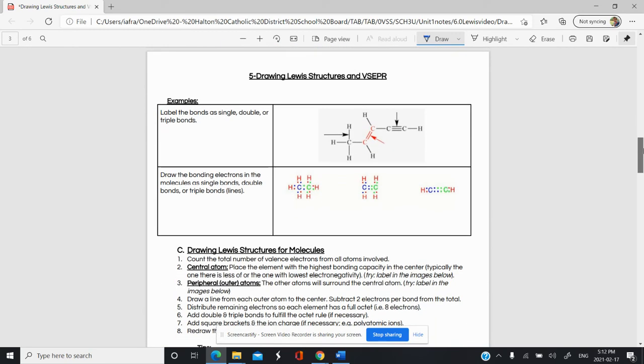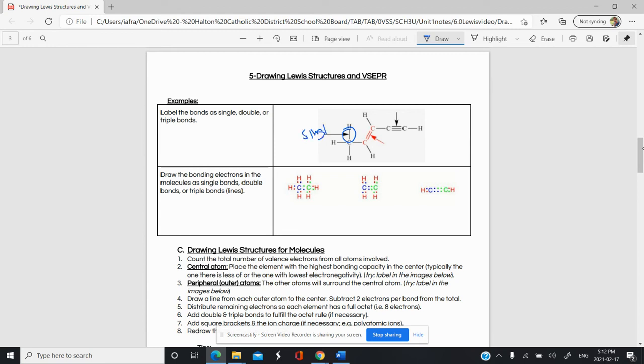So we'll do a couple practice problems together. The first one, we're going to label the bonds that are indicated here as either single, double, or triple bonds. So we'll start off over here. Let's look at this one right here. You can pause the video and try it yourself. That's a single line between the C and the H. So this C and this H are sharing two electrons.